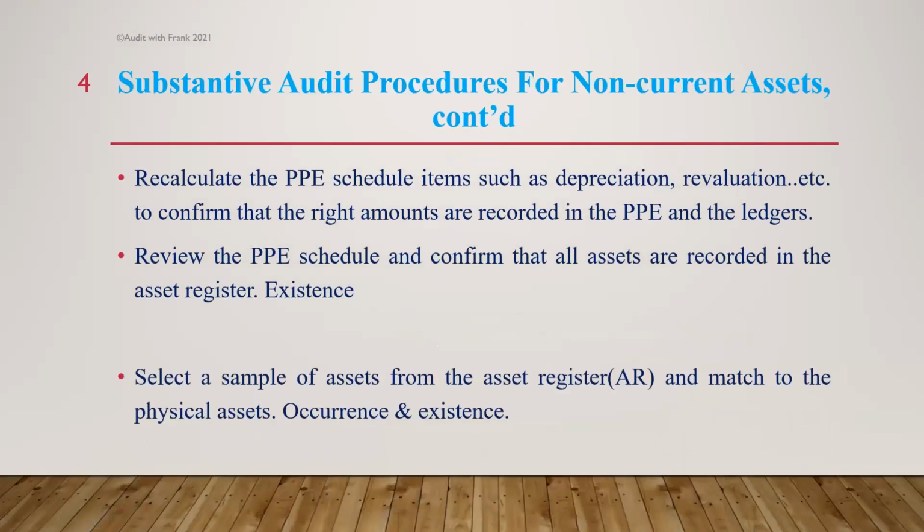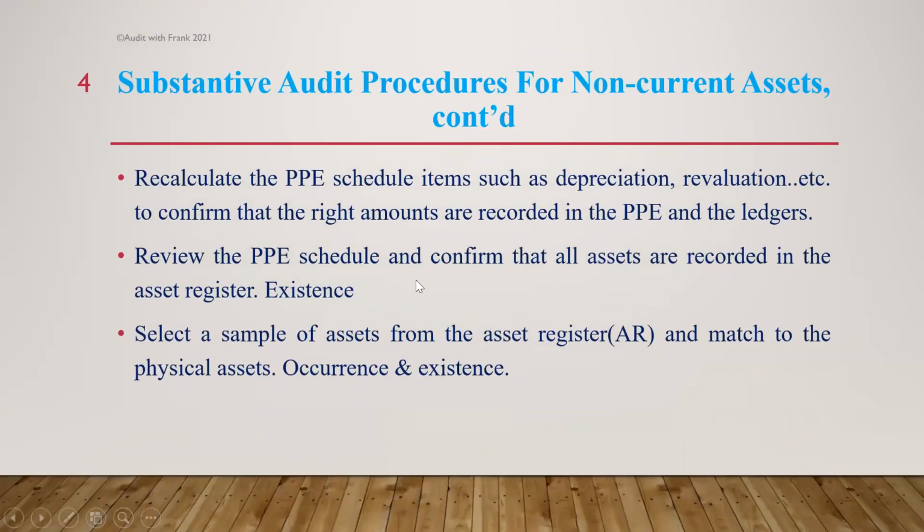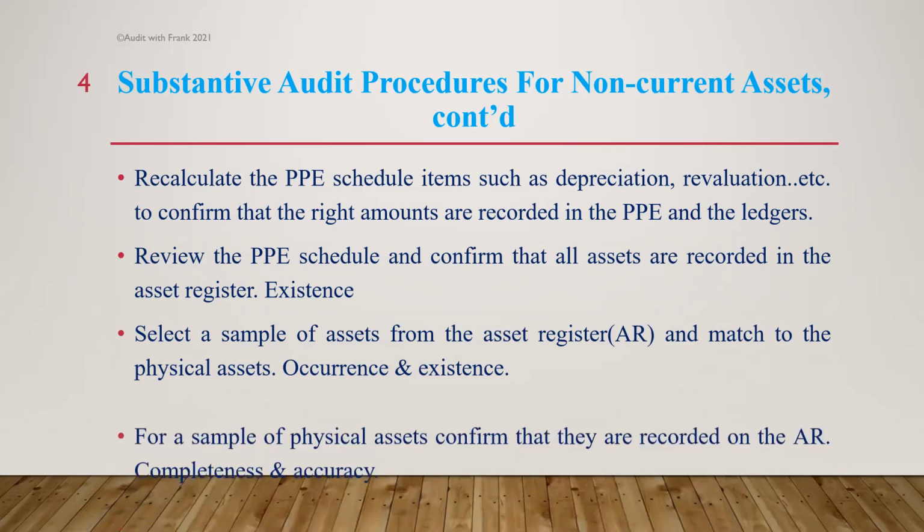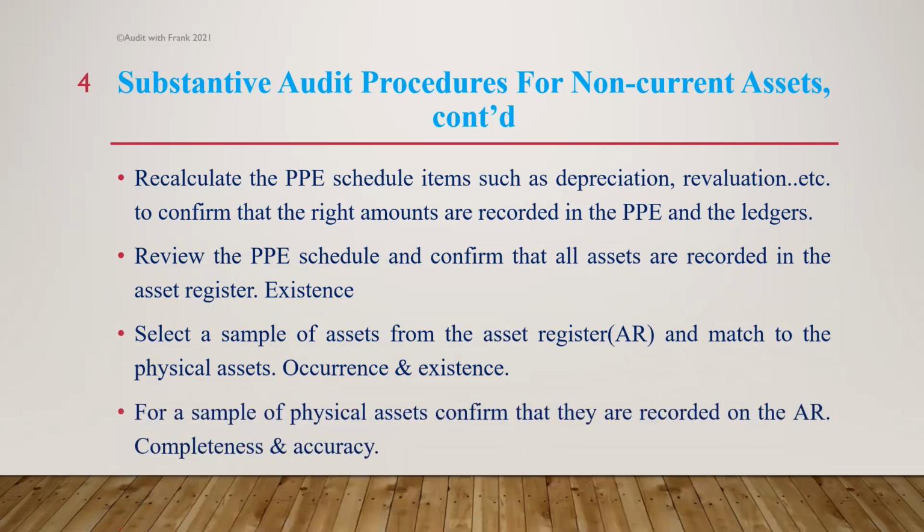Then also, we need to select a sample of assets from the asset register and match to the physical assets. Data can also help us to know that the transactions for assets actually occurred and also those assets exist, provided they're in the register and physically they also exist. Also, we need to check these assets recorded in the physical assets, with the asset register. There you're trying to test completeness and accuracy. All physical assets must be appearing in the register.